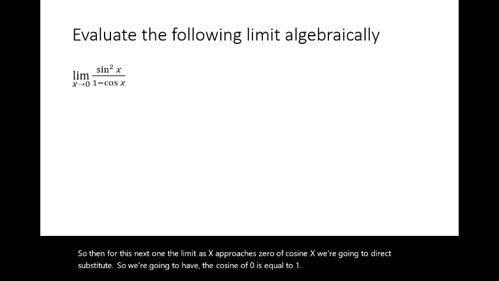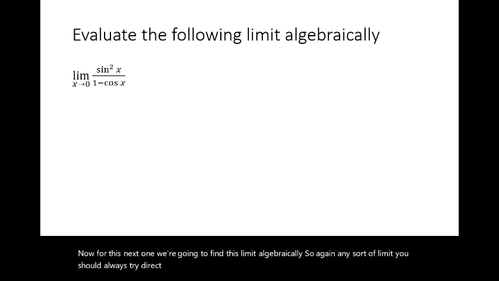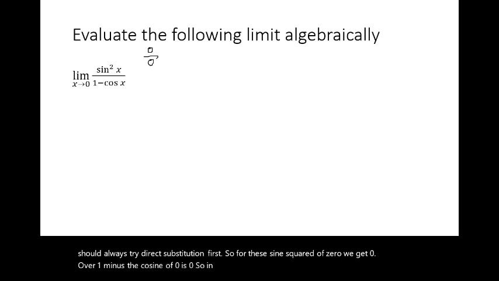Now for this next one, we're going to find this limit algebraically. So again, for any sort of limit, you should always try direct substitution first. So for the sine squared of 0, we get 0, over 1 minus the cosine of 0, which is 0. So an initial direct substitution gave us 0 over 0, and I hold me to that promise at this point in the course.